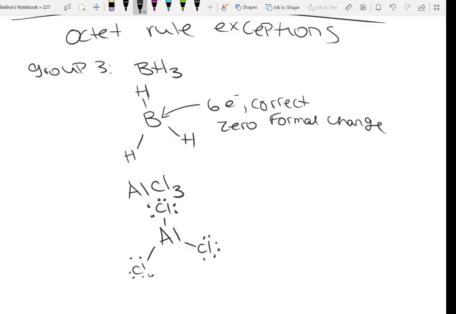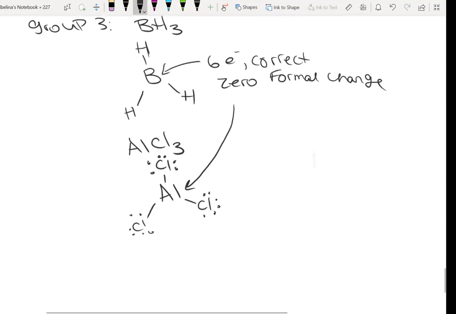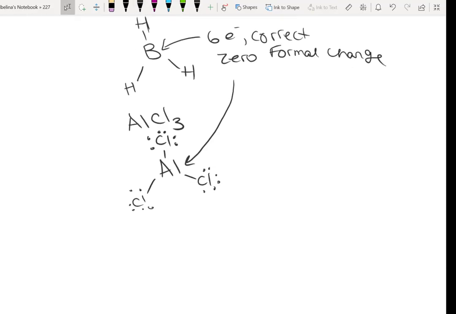Okay, so boron, group 3, was correct. Aluminum is correct there. These group 3 elements can have an octet. Just because they can have fewer doesn't mean they don't. And actually that leads to a lot of their reactivity because they can gain an electron.